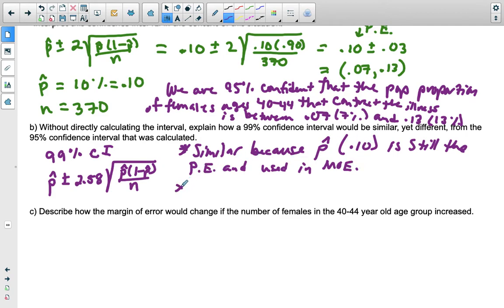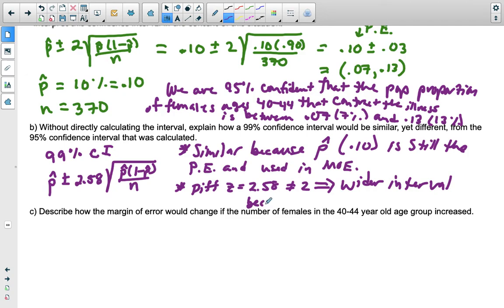The difference is, okay, one way to say it is your z-score would be 2.58, which is not 2. But what does that mean? Overall, this is the most important part. This is a wider interval because we have increased the confidence. So if you're more confident, that means you have a larger margin for error and you have more wiggle room. So higher confidence means wider interval.